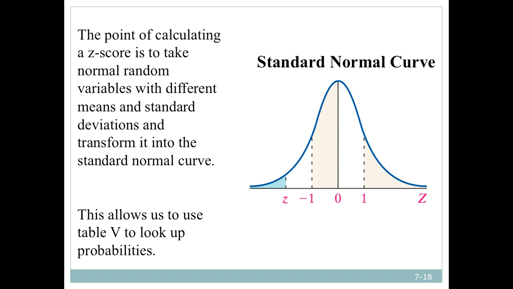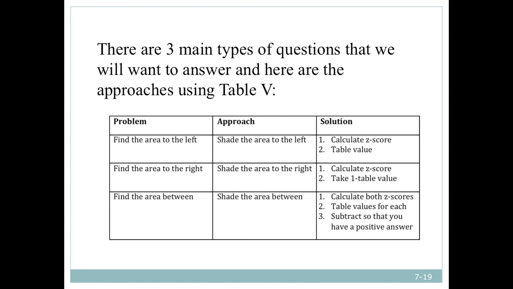And the other nice thing about the standard normal curve and calculating a z-score is that it allows us to use table 5 in your book to actually look up probabilities, which is really important for this section. So there are 3 main types of questions that we're going to want to be able to answer. There are other small questions too, but these are kind of the 3 basic ones.